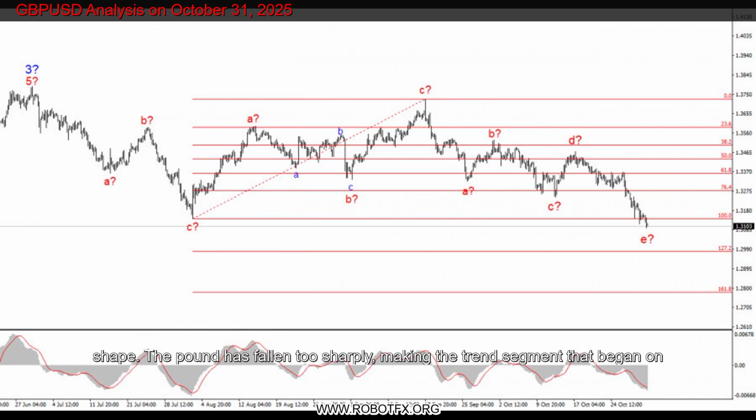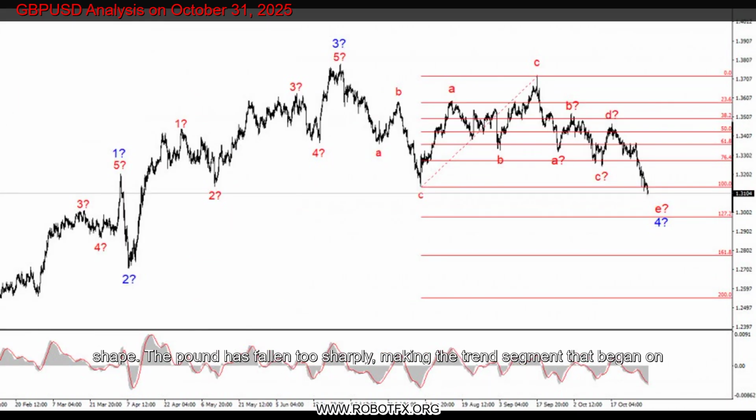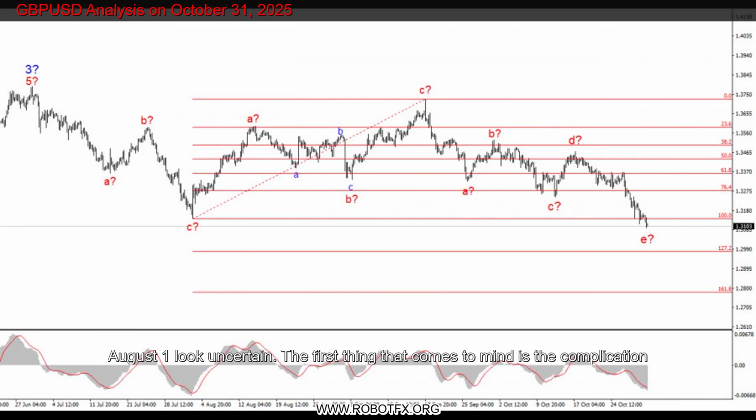The first thing that comes to mind is the complication of the presumed wave 4, which may take the form of a three-wave structure, with each subwave containing its own corrective formation. In this case, we can expect the pair to decline toward the 1.31 and 1.30 levels.